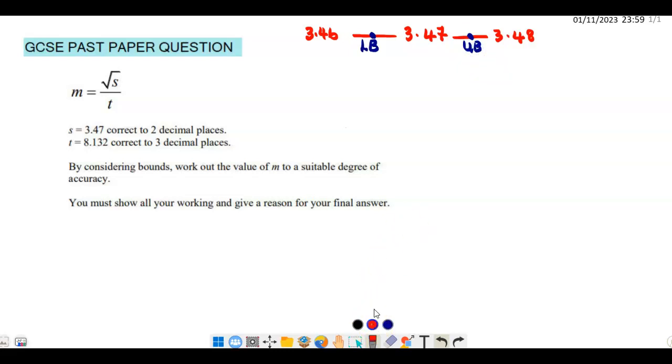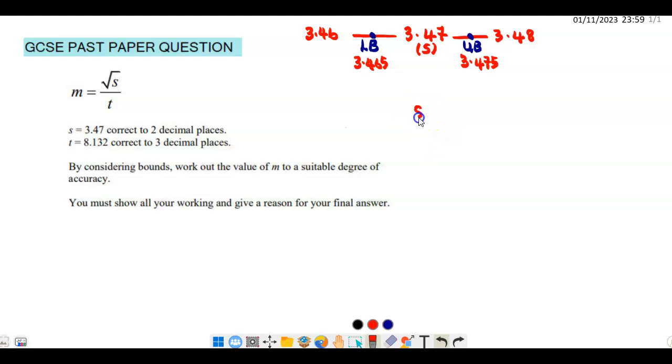So what is the middle number between 3.46 and 3.47? Well, it's going to be 3.465. And for the upper bound, it would be 3.475. So now we have found the lower and upper bound for S. That's for S. Okay, now let's work out the lower and upper bound for T.